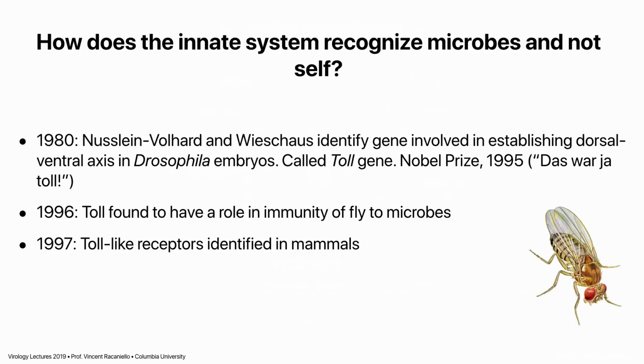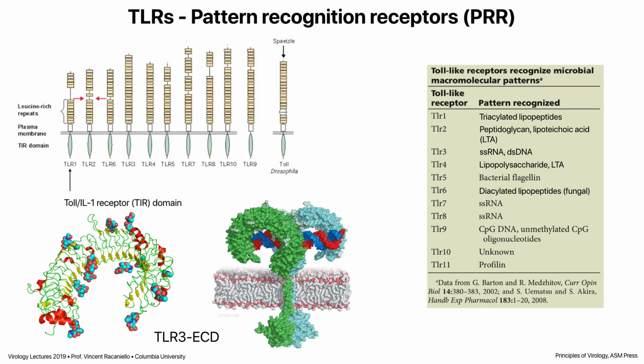And then people found toll genes in mammals. And it turned out that those were part of the sensing system for the innate immune system. So we called them toll-like receptors in mammals based on the original toll gene in flies. Now there are a bunch of toll-like receptors. These are called pattern recognition receptors. They recognize something that's foreign, that's not self, and they initiate an innate immune response. So here on the top left is a schematic of what these look like. These are transmembrane proteins. They're on the plasma membrane or sometimes in the endosomal membrane.